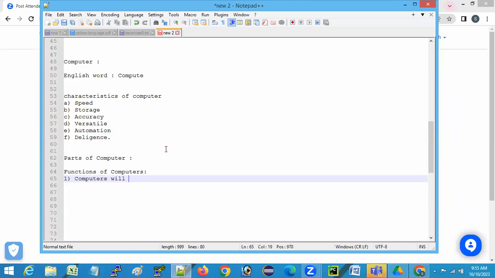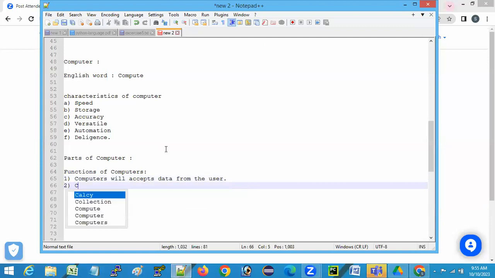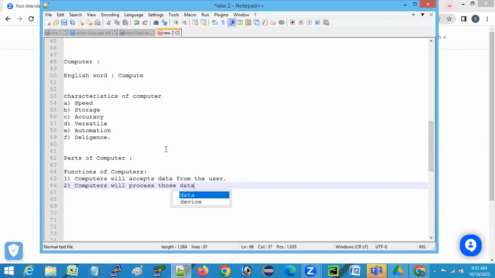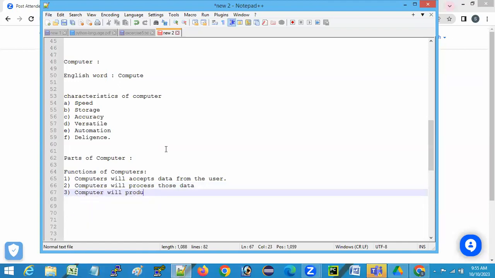The first function is that the computer will accept the data from the user. The second function is that the computer will process the data, whatever you have received, only those data are going to be processed, and the computer will produce the result. These are the functions of a computer.